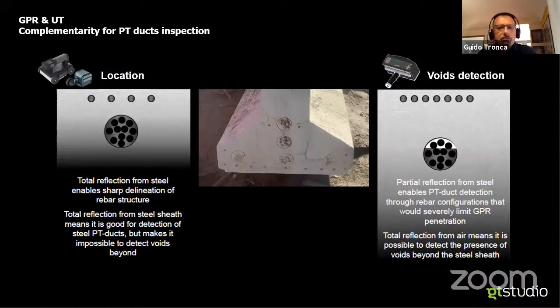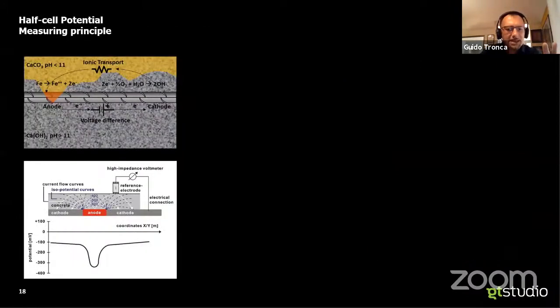Okay, just one single slide for the measuring principle of the other methodology that we'll be touching today in the cases that we'll be presenting, half cell potential. Well, in general terms, corrosion is an electrochemical process. So we develop an electrochemical cell that occurs whenever external boundary conditions allow.